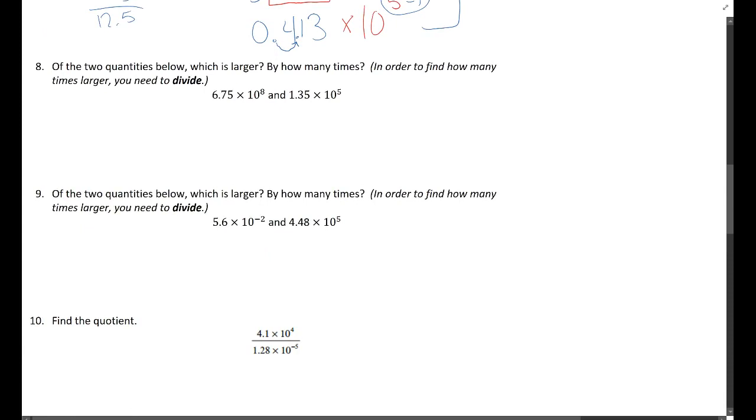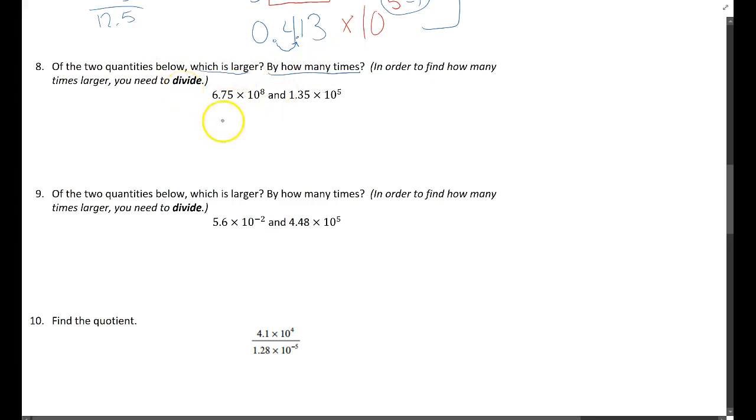Of the two quantities below, which one is larger? By how many times? Well, first thing I see is which is larger. Immediately, I see that, because 8 is bigger than 5. Now, that's not the only question though. I just did a really bad job of showing this example. Which is larger? I first answer that question. I need to make sure I answer by how many times.